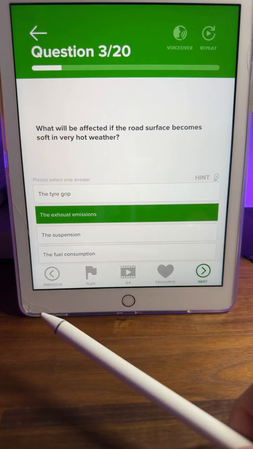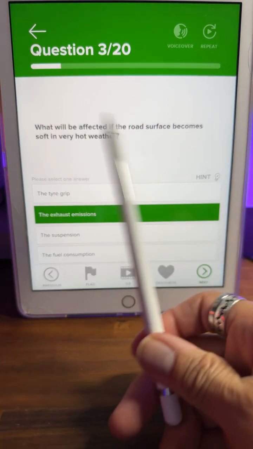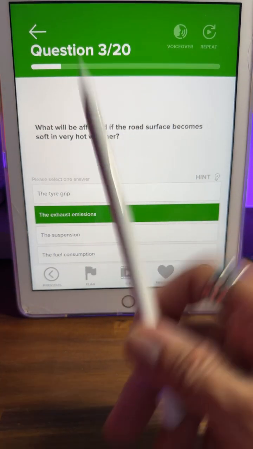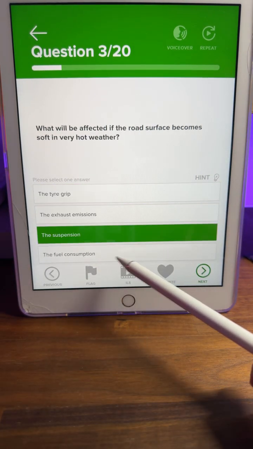Okay, exhaust emissions. It's not going to affect your driving, isn't it, in hot weather? Yeah. So what will be affected if the road surface becomes soft in hot weather? It's the road surface we're talking about here. The thing that touches the road surface is the tires. Okay, suspension and the fuel consumption.